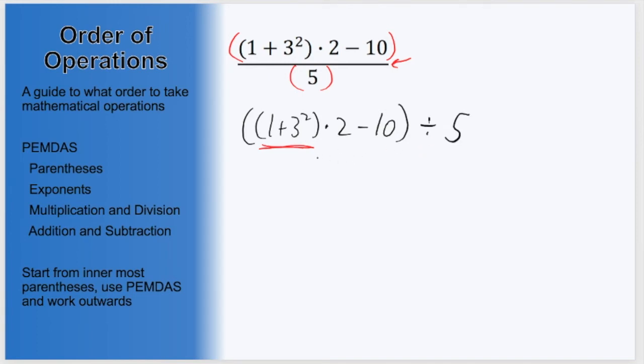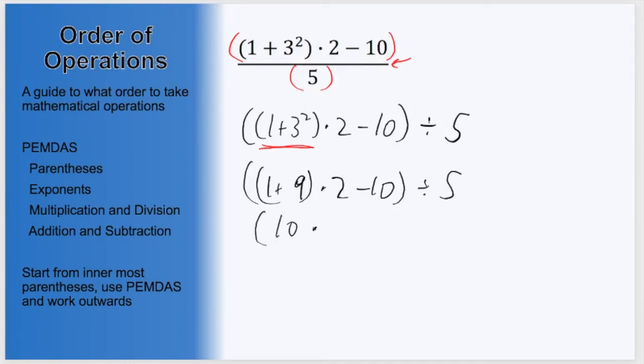Following the order of PEMDAS in this set of parentheses, we have an exponent and addition, so we'll do the exponent first. So 3 squared will give 9, and we still have the 1 being added, and then everything else. Doing the addition next will just give us 10, still multiplied by 2 minus 10 divided by 5. We have now fully evaluated the innermost set of parentheses, but we still have this set of parentheses which came from the top of the division bar, so we'll go in the order of PEMDAS in this as well.